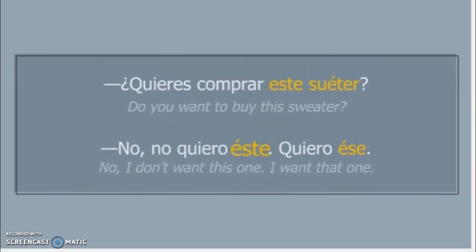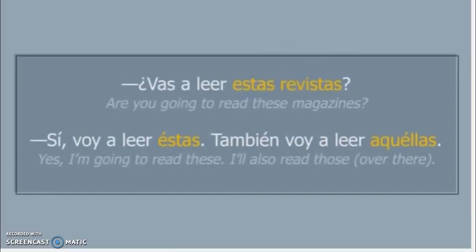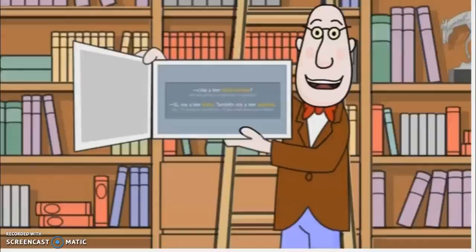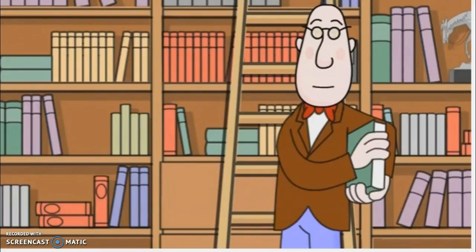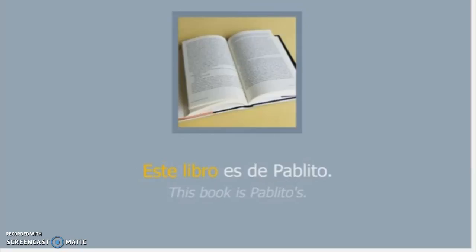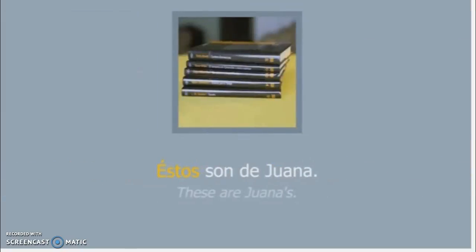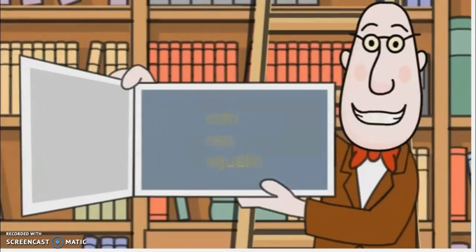¿Quieres comprar este suéter? No, no quiero este. Quiero ese. ¿Vas a leer estas revistas? Sí, voy a leer estas. También voy a leer aquellas. Atención! Like demonstrative adjectives, demonstrative pronouns agree in gender and number with the corresponding noun. Este libro es de Pablito. Estos son de Juana.